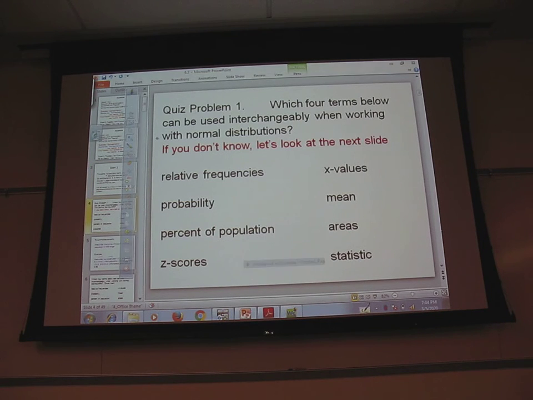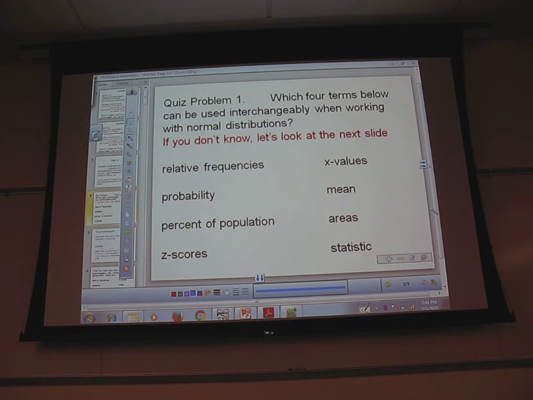Quiz problem number 1. Take 10 seconds with your neighbors and discuss this and see if you can come up with those 4 terms that can be used interchangeably.